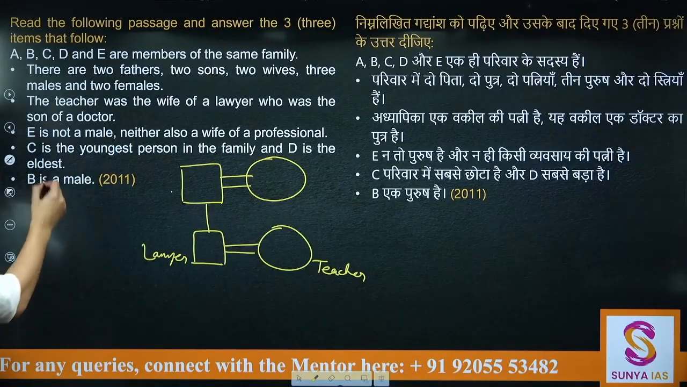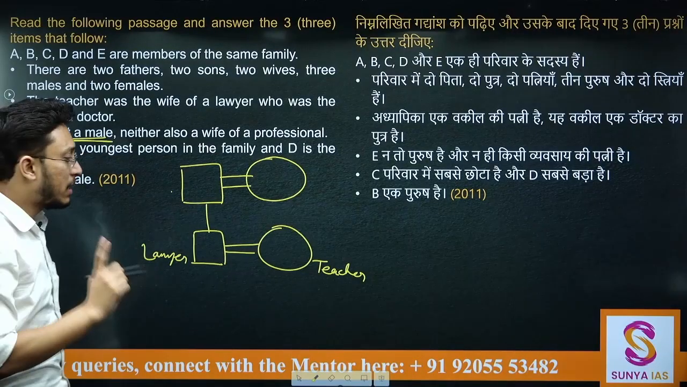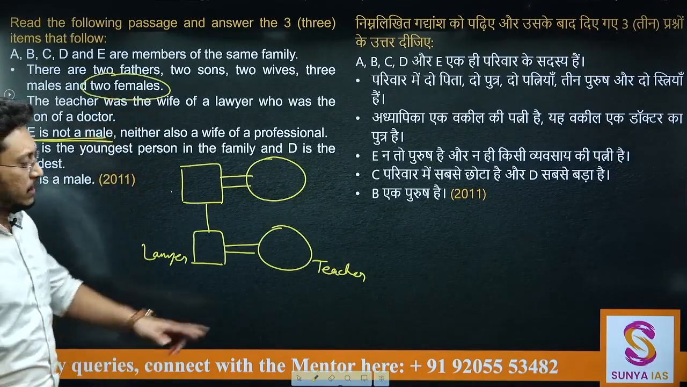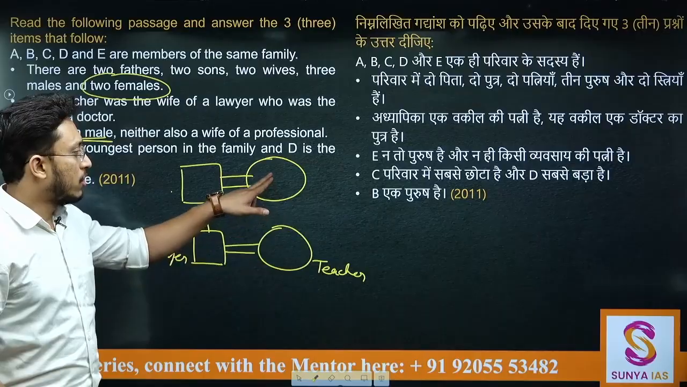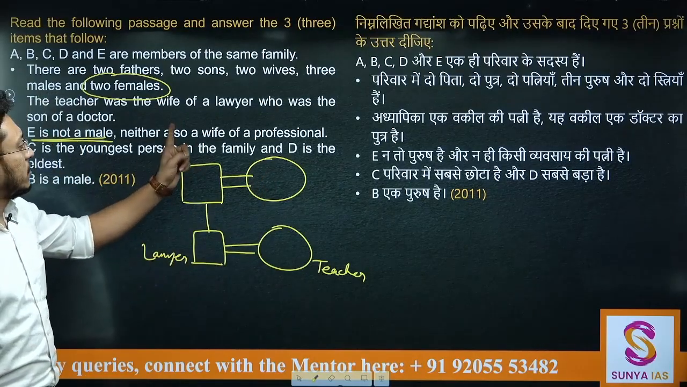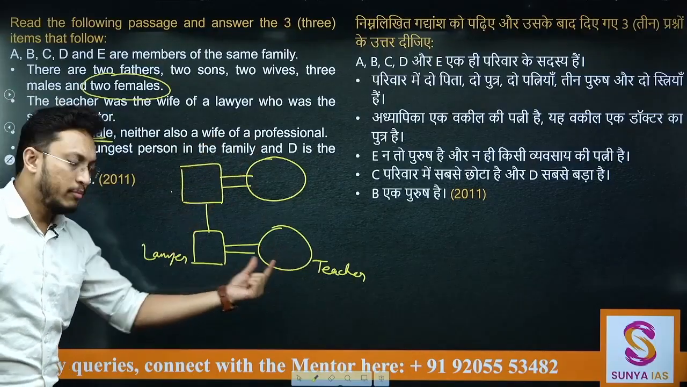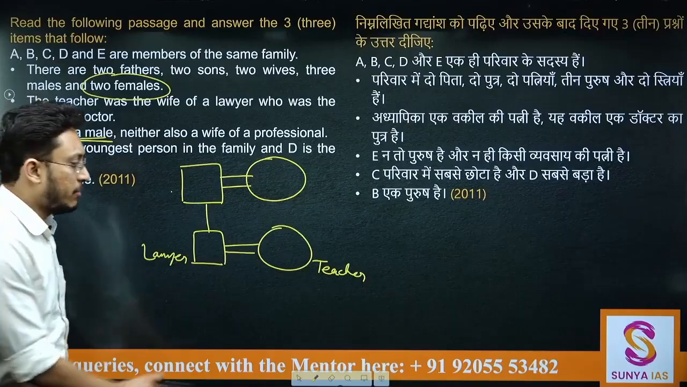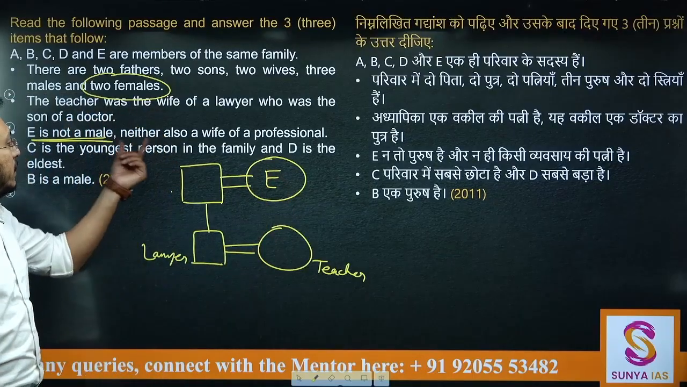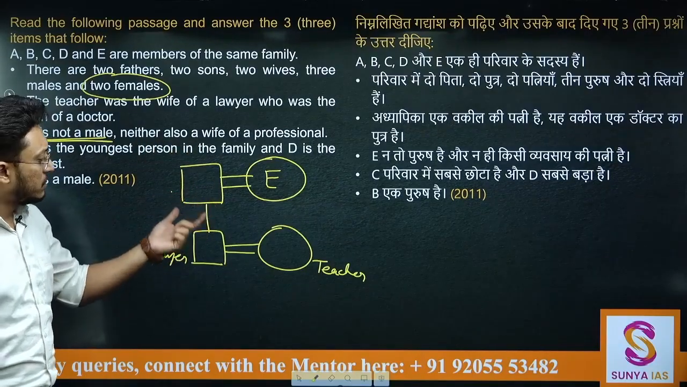Fine. E is not a male, neither also a wife of a professional. So E is not a male. This is specifically given that E is a female there. Now it is also known that there are 2 females. That means either this is E or this is E. Also it is given that neither E is the wife of a professional. So if this is E, then E becomes the wife of a professional. That means this is not E. E has to be here.